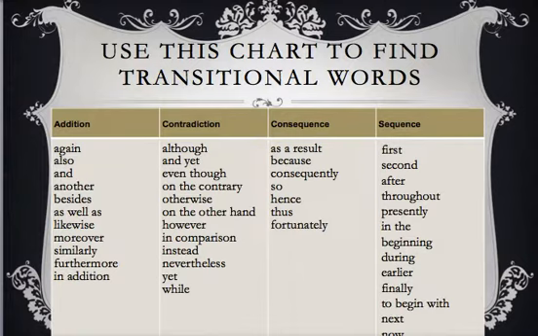Okay, you can always go back to this video and this slide to find some transitional words to use in each paragraph of this essay. If you needed a word to show an addition to something, you might use again, also, and, another, besides, as well as, likewise, moreover, similarly, furthermore, and in addition.